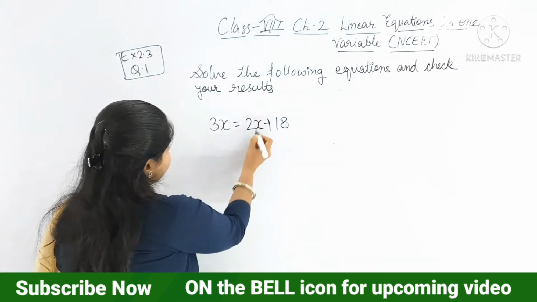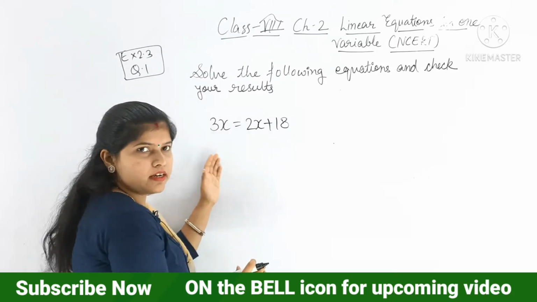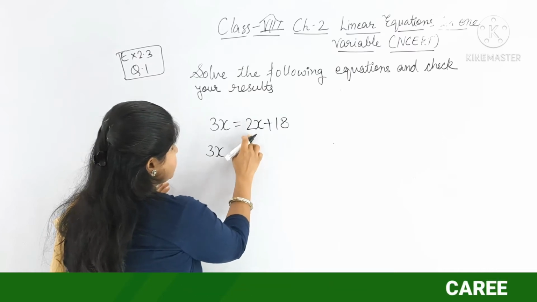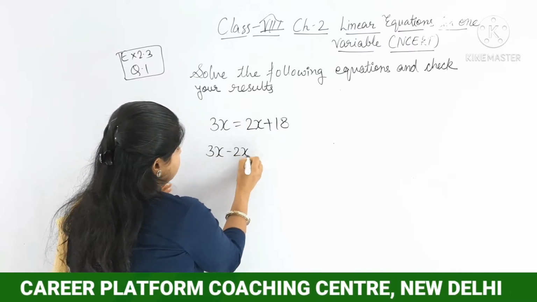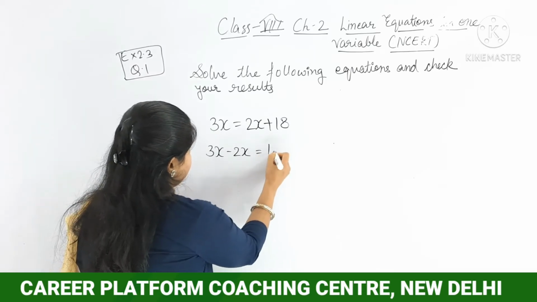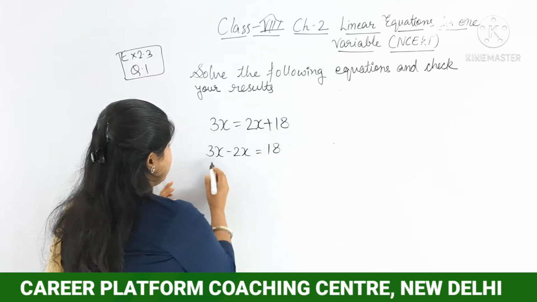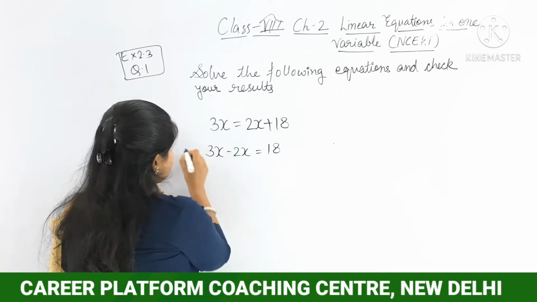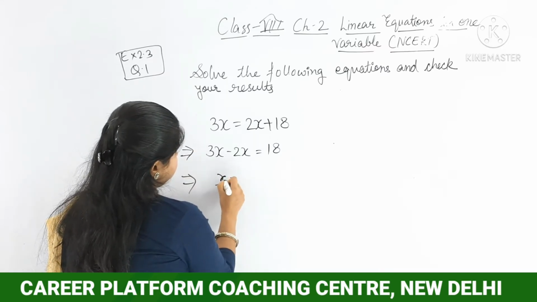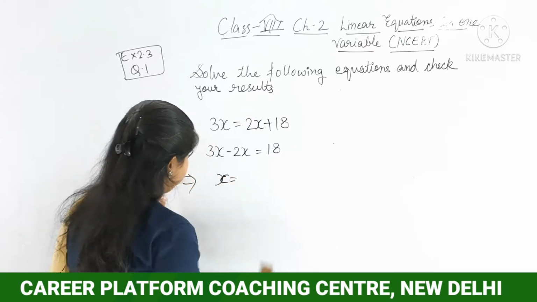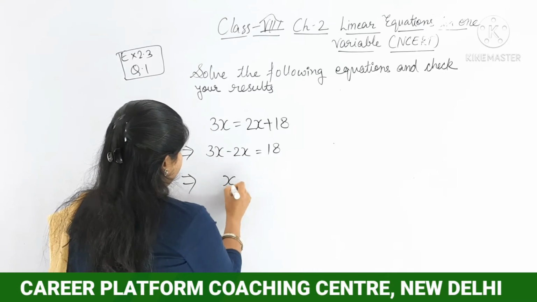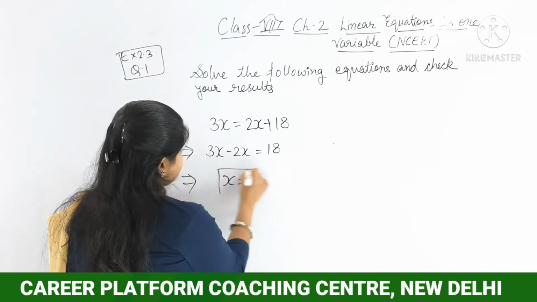Here the x terms will be on one side. Here it is a plus sign, so after transposing, what will be the sign? Minus. So 3x minus 2x equal to 18. 3x minus 2x is x, so x is equal to 18. So this is the answer.